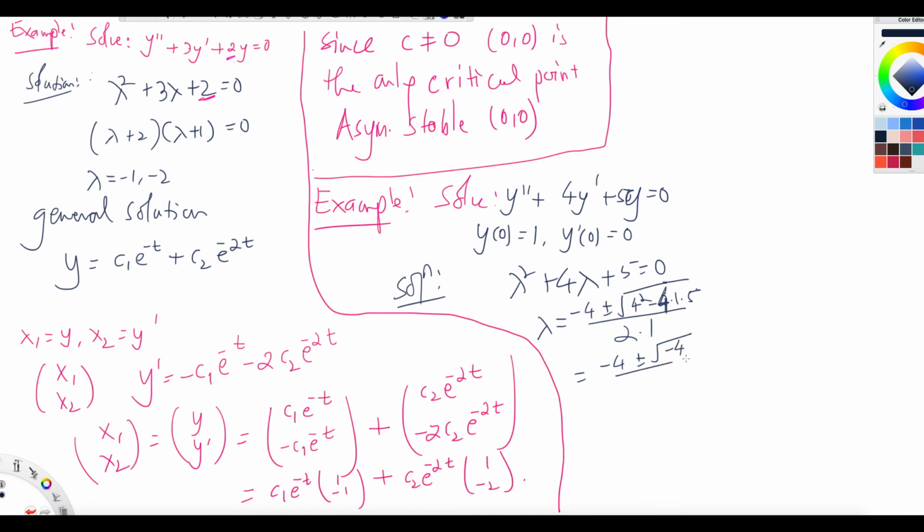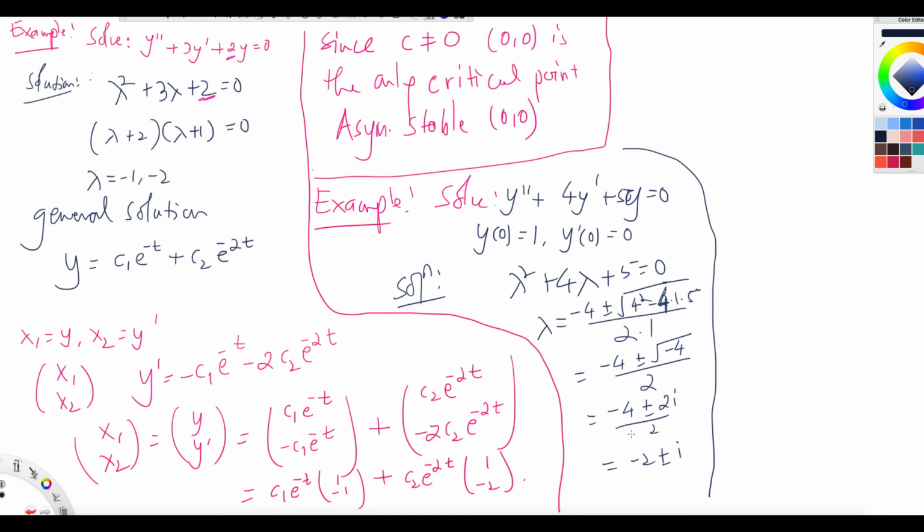Negative 4 divided by 2. So what do you get? Negative 4 plus minus 2i divided by 2. If you split, you will get negative 2 plus minus i. So this is what we got. Okay, so we got two complex eigenvalues which are conjugate to each other.